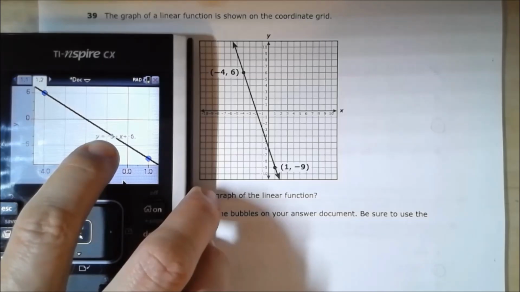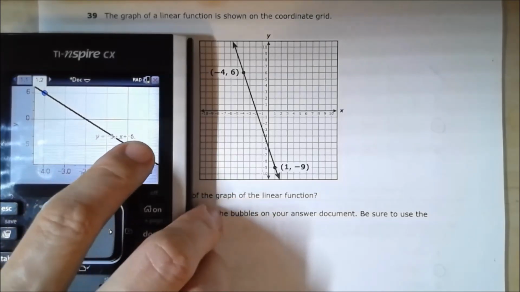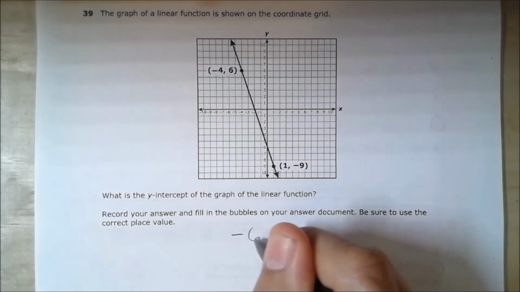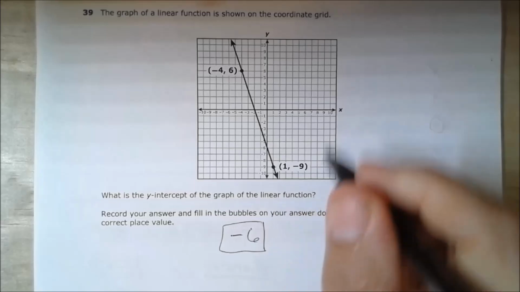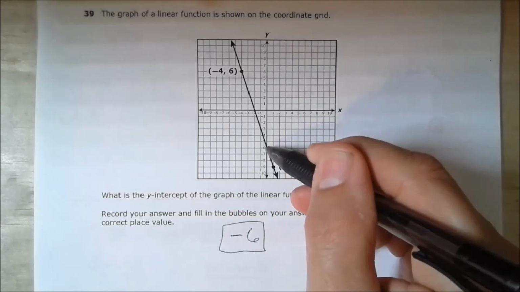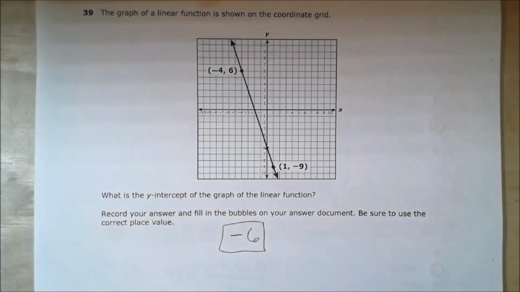This other digit that's in front of the x, remember, that's the slope. So our answer in this case is -6 is the y-intercept. So I'm going to put -6. Now you could have confirmed that by looking at this and saying, well, where does it look like it crosses? And if you look right here, it does cross right at -6. Pause this video and try to answer the next question on your own.